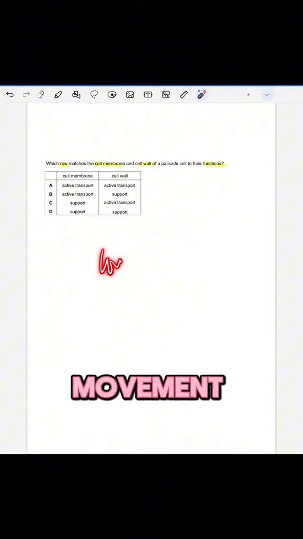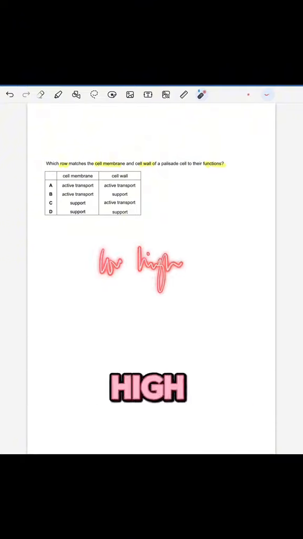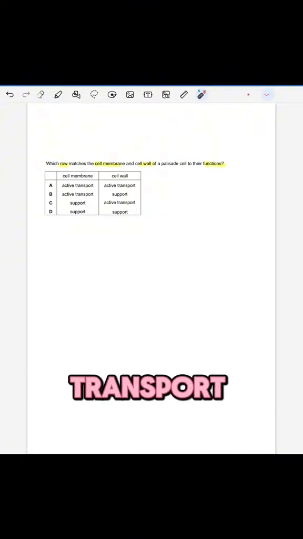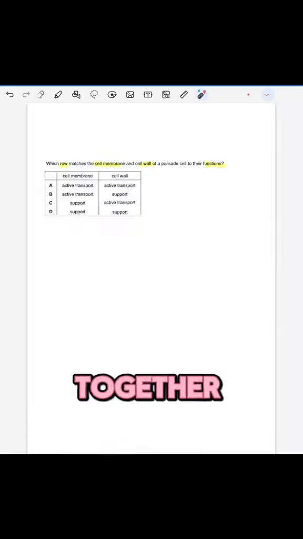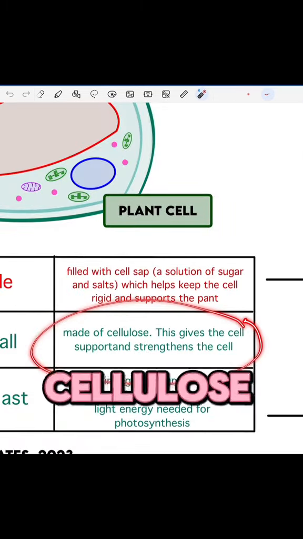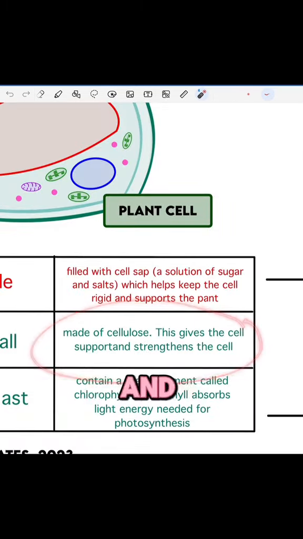So you know that the movement of substances from a low concentration to a high concentration is active transport. Active transport is all to do with the movement of substances, and so is the function of the cell membrane. Link them both together. The cell wall is made up of cellulose. It gives the cell support and strengthens the cell.